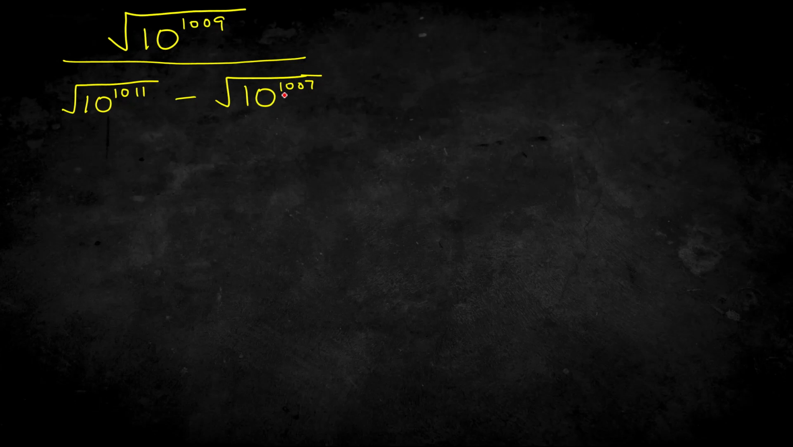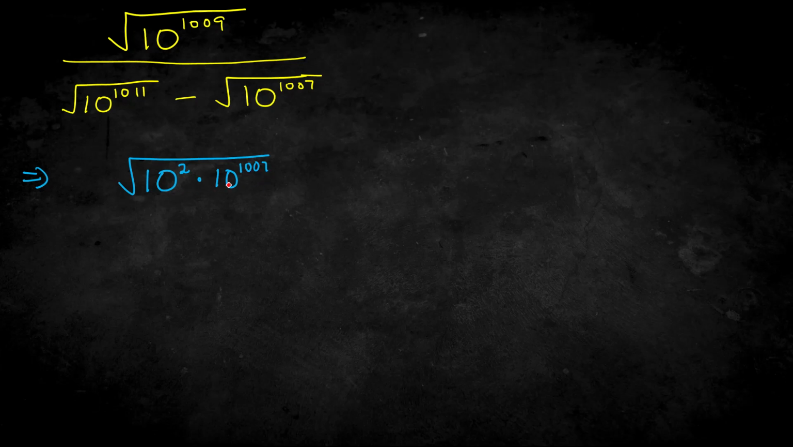So we have 1007. Okay, so we can get it here, we can get it there. Okay, so what we are going to do here is to write the numerator as 10. So I'll just perform this here, 10 squared, times 10 raised to 1007.